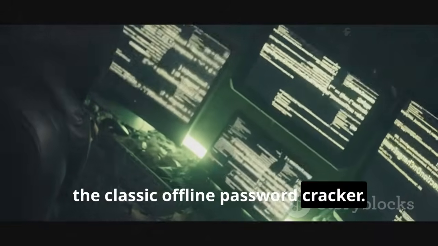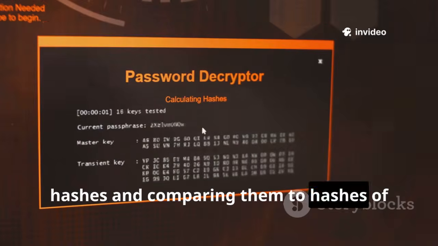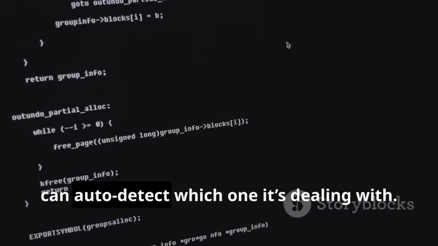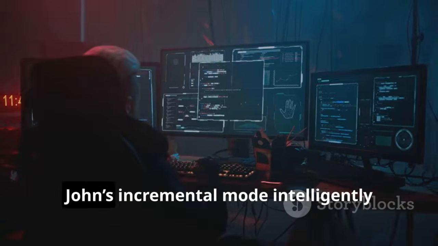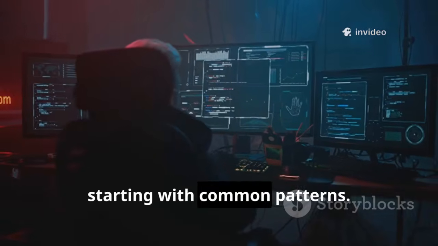Number 7 is John the Ripper, the classic offline password cracker. John works by taking stolen password hashes and comparing them to hashes of words from massive dictionaries. It supports hundreds of hash types and can auto-detect which one it's dealing with. John's incremental mode intelligently brute forces passwords, starting with common patterns.